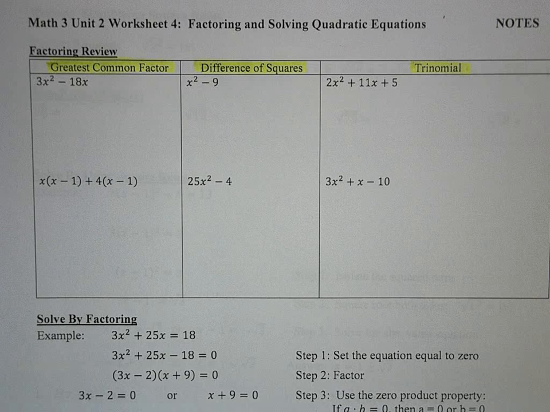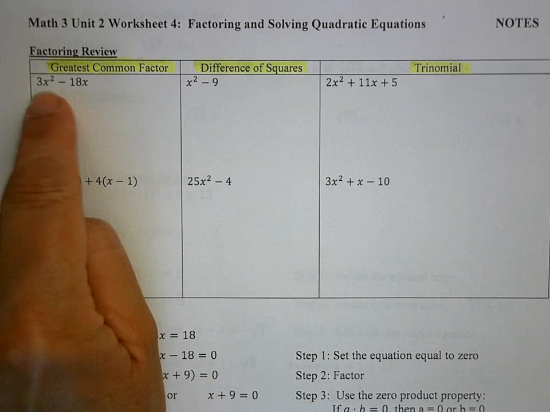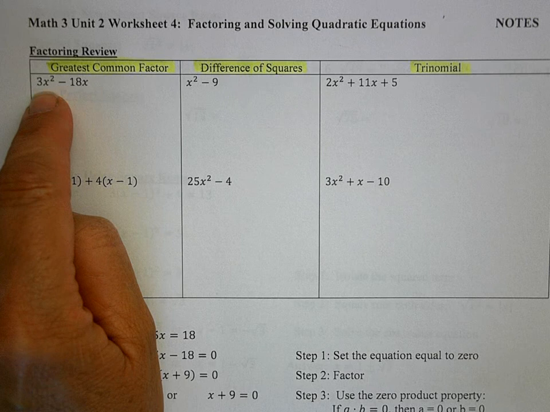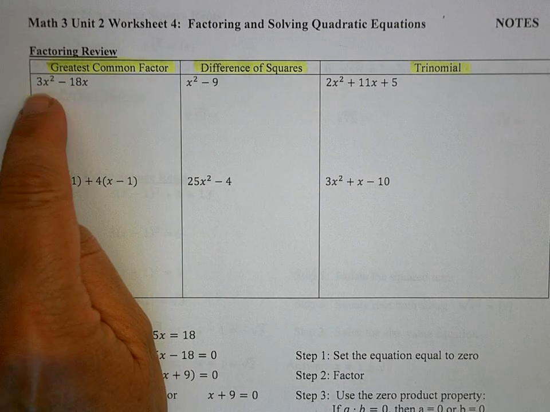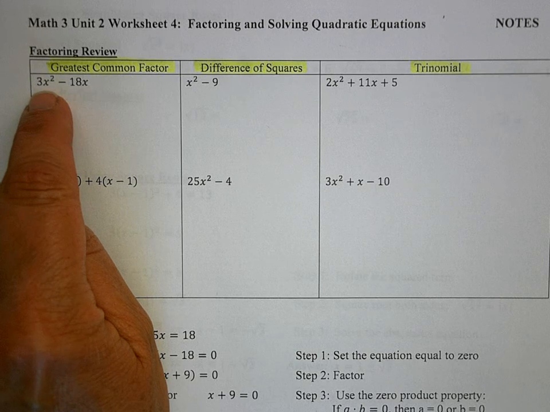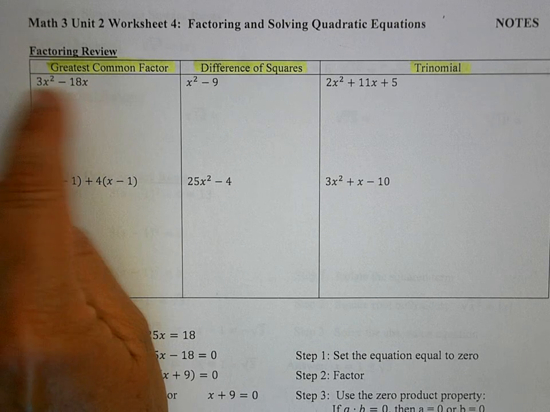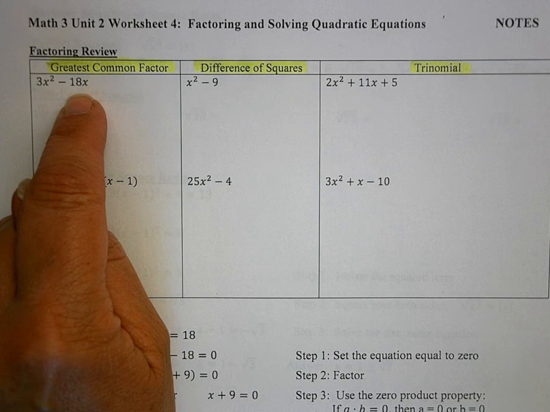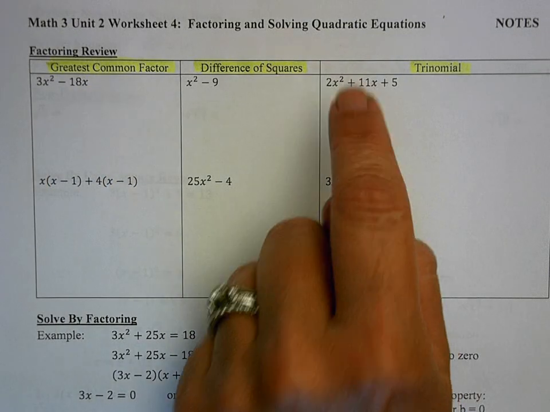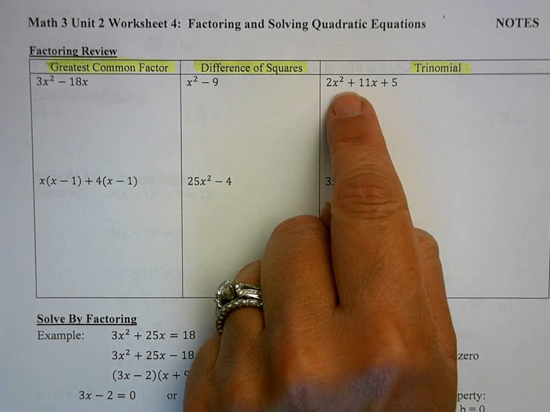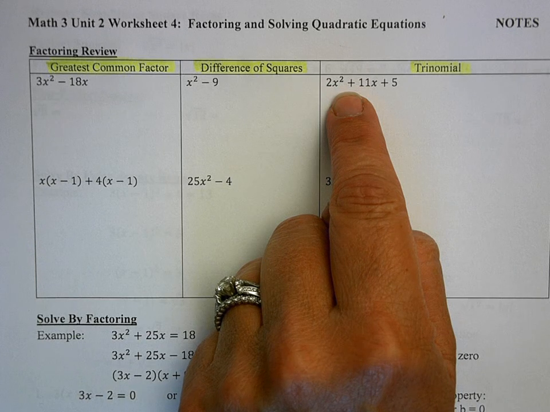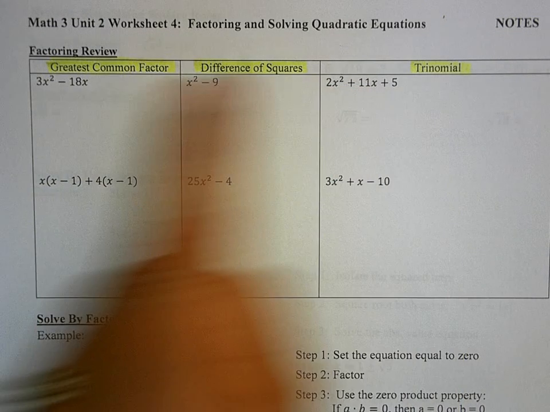Our greatest common factor component is where you can have as many terms as possible, but all of the terms are divisible by the same thing. If we look here at the 3 and the 18, for example, they are both divisible by 3, right? But if you look over here, say 2, 11, and 5, they don't have a common factor other than 1, so this would not be GCF.